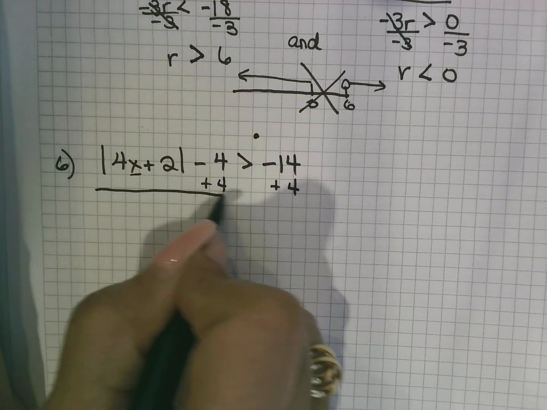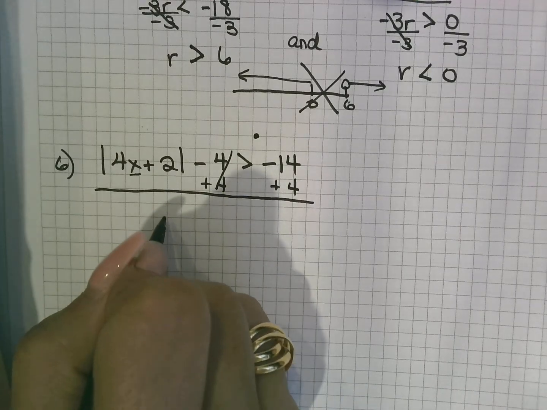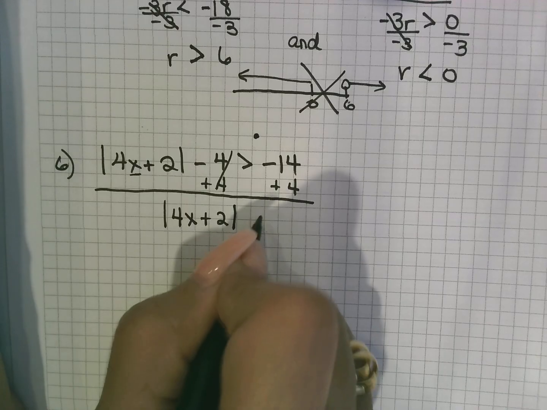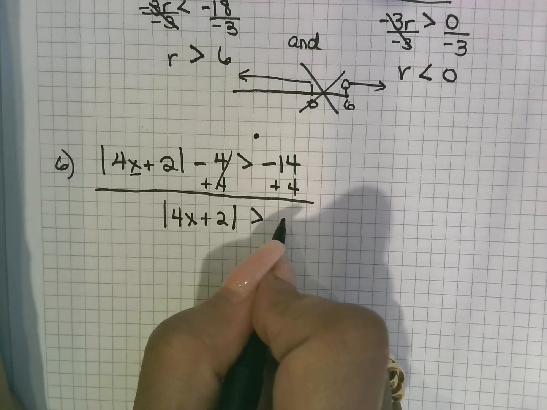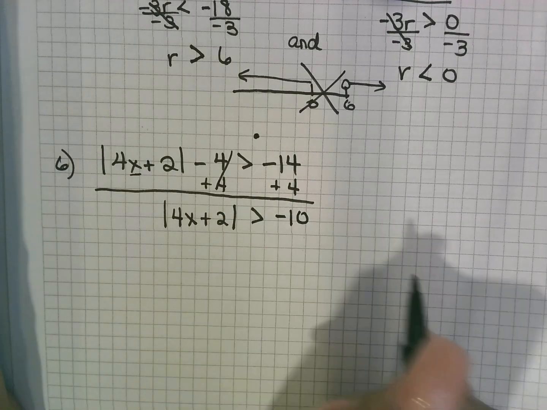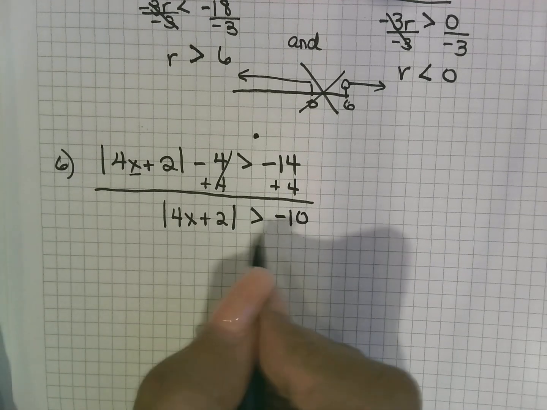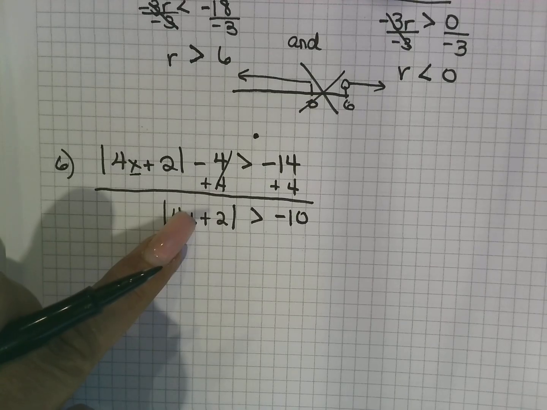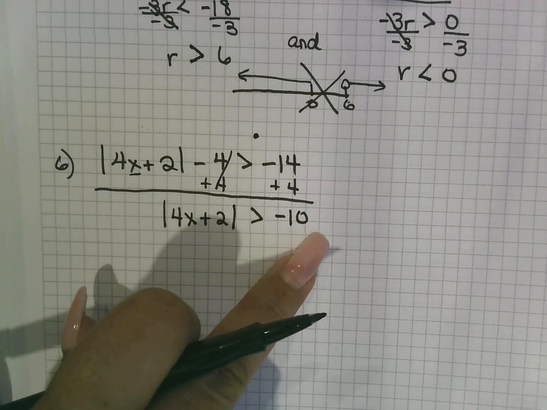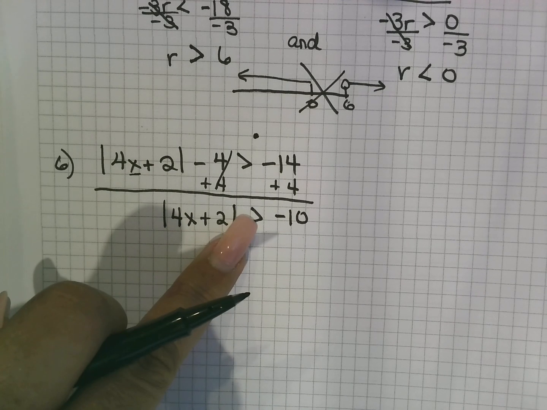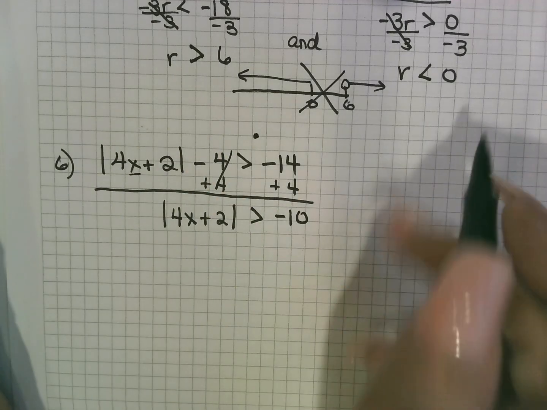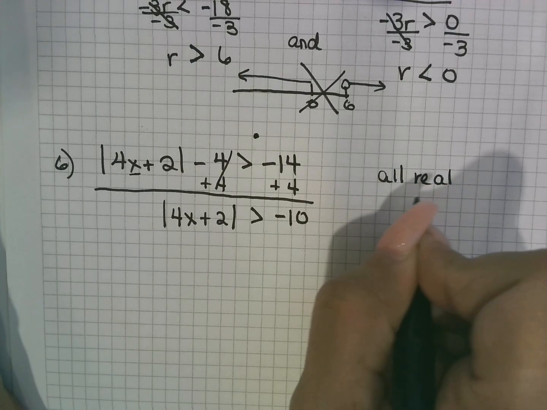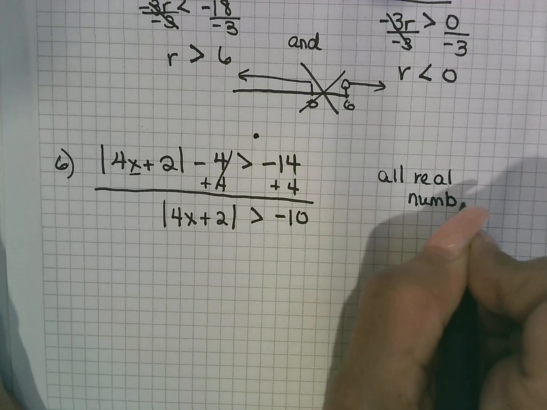And again, this should all be reviewed. This is all Algebra 1. There's nothing new here. And negative 14 plus 4 is negative 10. Now, for those of you that are smarty pants and you're looking at this and you're seeing the absolute value of something is greater than a negative number, well, obviously that's true, and that's always going to be true. So your answer here is all real numbers, but let's say you didn't see that.